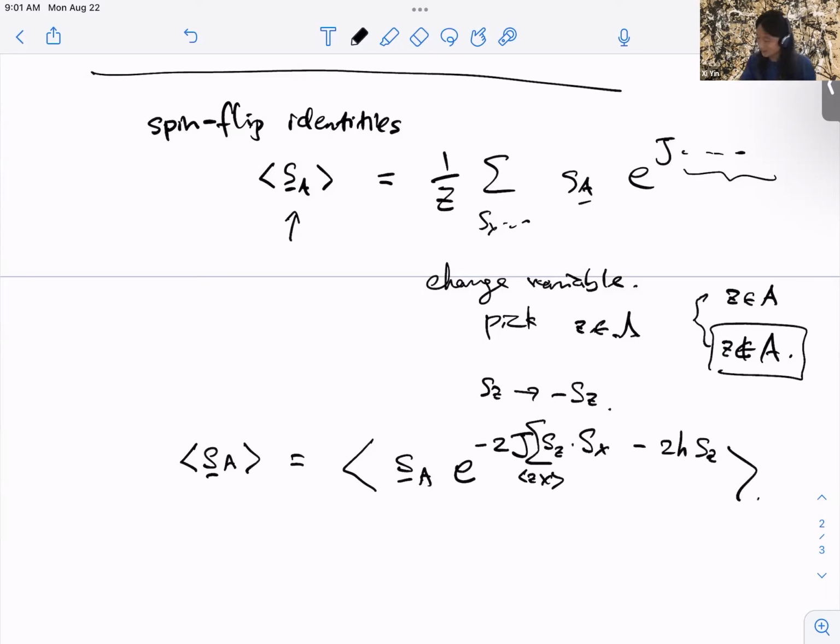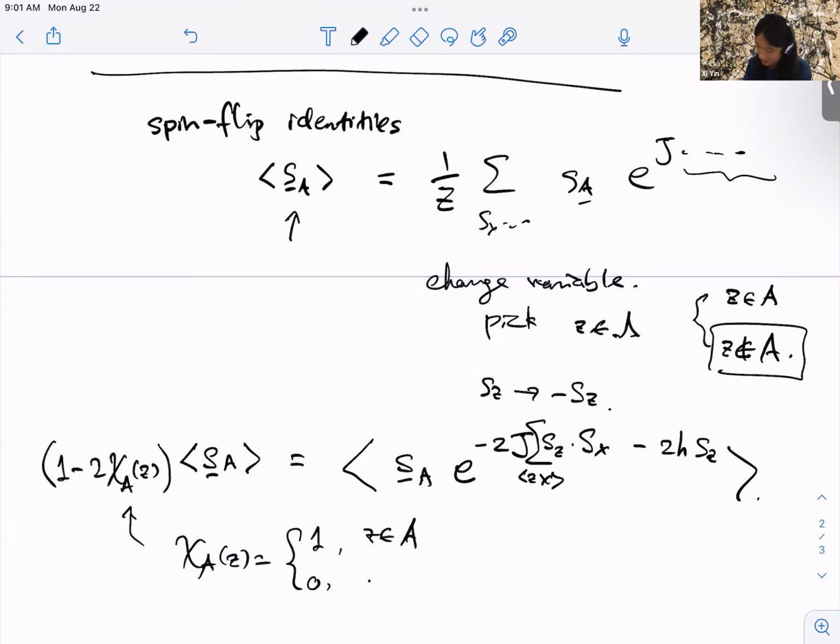Okay, this is in the case of z not in A. This is more or less obvious. And if z is in A, then you have a minus sign on the left-hand side. So putting this together, I could write this as 1 minus 2 chi_A(z). This chi_A is a characteristic function, where chi_A(z) is equal to either 1 or 0, depending on whether z is in A or z not in A. So that's it. These are very elementary.